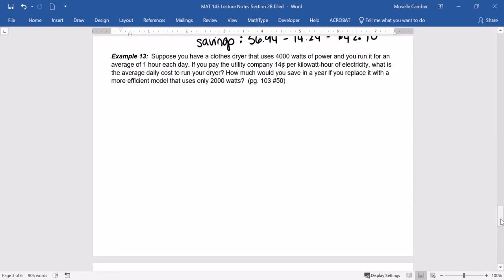Okay, similar example. This time, let's have a clothes dryer that uses 4,000 watts of power. You run it for an average of an hour each day. If you pay the utility company 14 cents per kilowatt hour of electricity, what is the average daily cost to run the dryer? And again, how much would you save in a year if you replace it with a more efficient model that uses only 2,000 watts? Okay, so again, we have two questions. They want, what is the average daily cost to run the dryer? Again, we have a daily cost, so we want a cost per day.